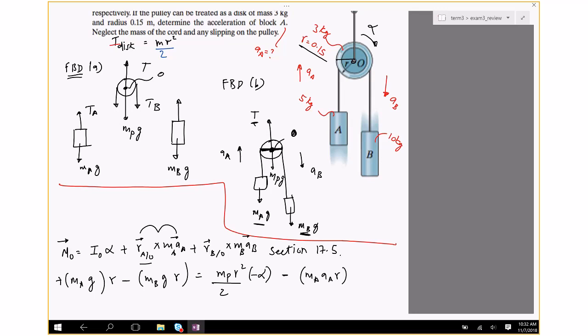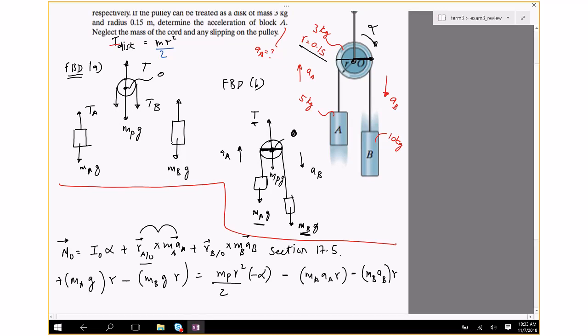We can do the same thing with B. M_B, a_B times the moment arm, which is the distance from B to the center, which is R. Again, same logic. If M_B times a_B is a force, that force is downwards because acceleration of B is downwards. So if that force is downwards, if we take moment about O, it's going to cause a clockwise torque, so it's negative.